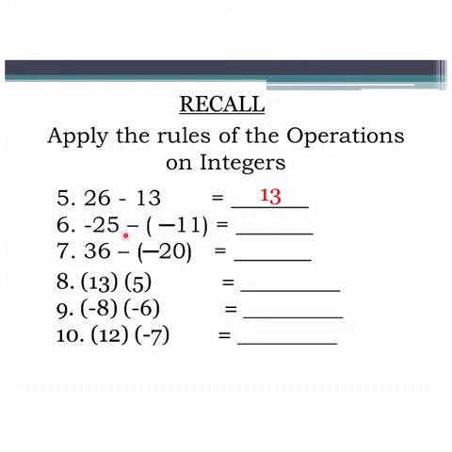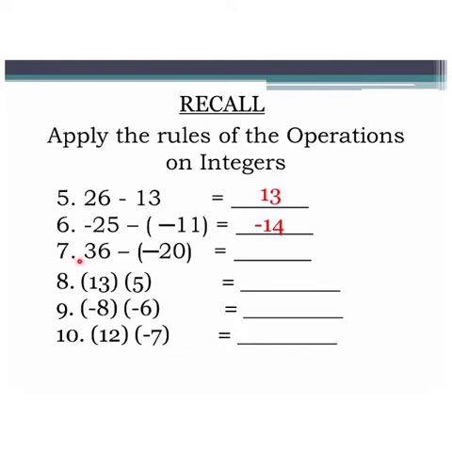So let us apply the rule of subtraction for integers. If you still remember the 3 letters, KCC: K stands for keep the first integer, the first C is change the subtraction into addition, and the second C is change the sign of the subtrahend. So this will become addition and this will become positive. Negative 25 plus positive 11 is equal to negative 14.